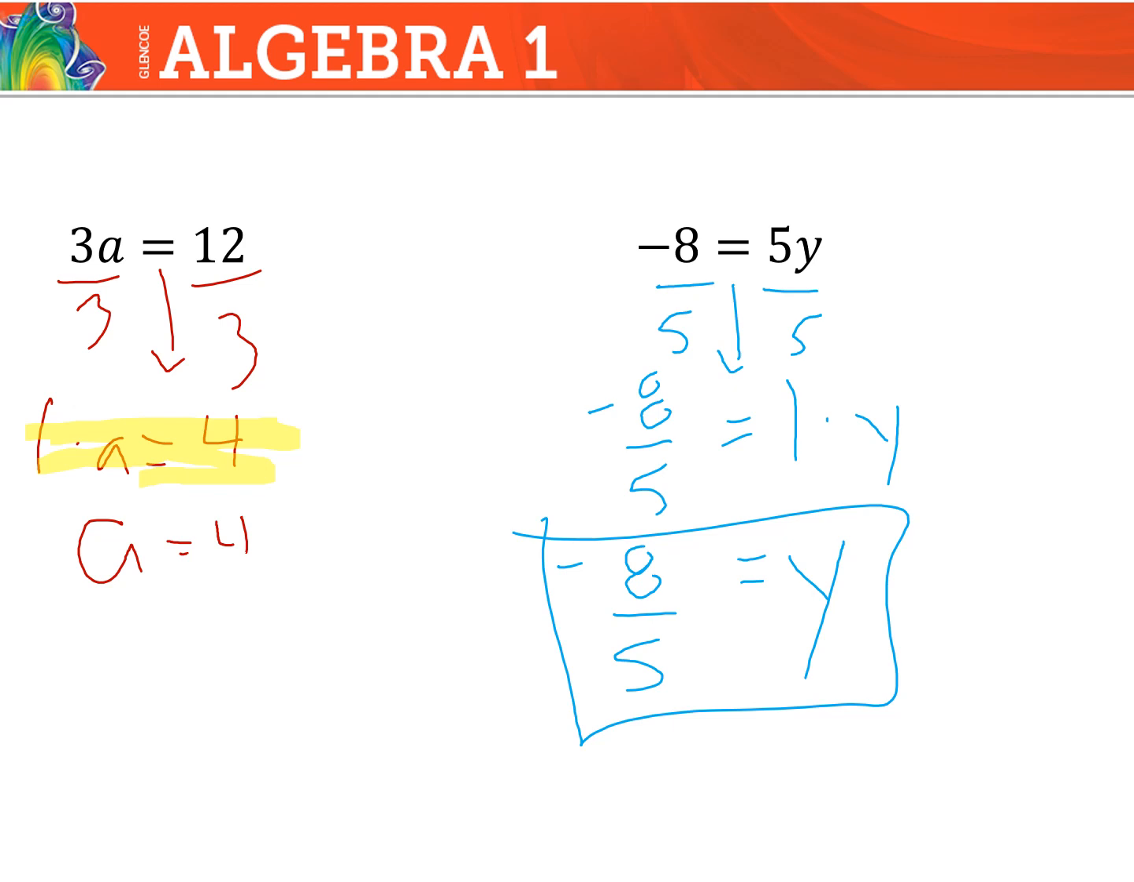Oh, I never boxed my other answer over here of my a equals 4. That's a bad 4. So it's okay to have fractions as your answers. It's okay to have decimals as your answers. We use them all the time in Algebra 1, so we will see them quite often.